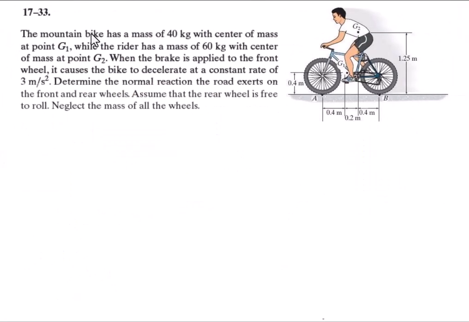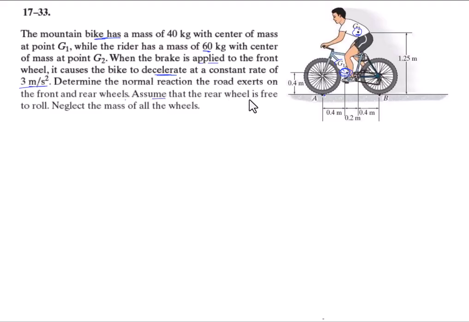So this example has a mountain bike with a mass of 40 with the center of mass at point G1, so here, and the rider has a mass of 60 with the center of mass at G2. And when the brake is applied to the front wheel, it causes the bike to decelerate at a constant rate of 3 meters per second squared, so it's a deceleration, so minus in this sense. Minus acceleration. I want to determine the normal reaction the road exerts on the front and rear wheels.